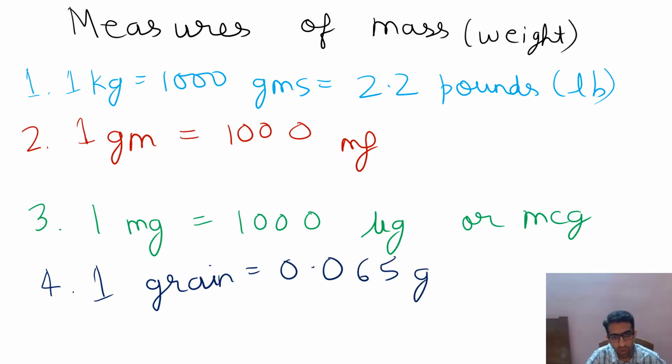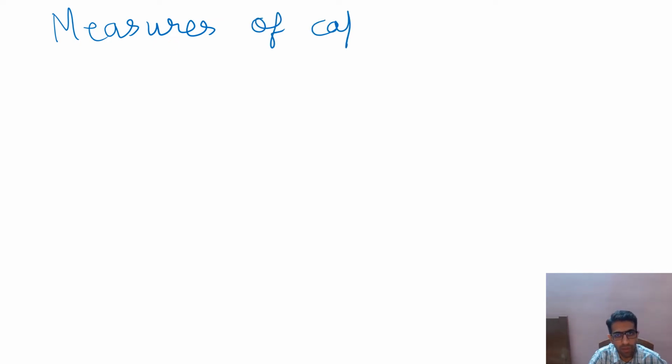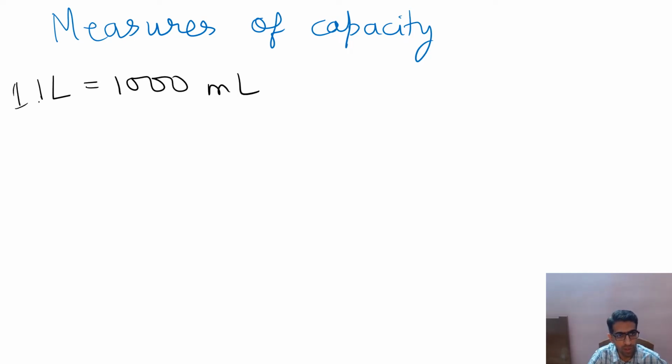0.065 gram or 65 milligram. Just multiplying this by 1000. Clear? If you multiply 0.065 by 1000, you get 65 milligram. You know, this decimal is removed and all that. Maths. Then talking about the measures of capacity. Various measures of capacity. So here the first one is 1 liter is equal to 1000 milliliter. This is the first measure of capacity.